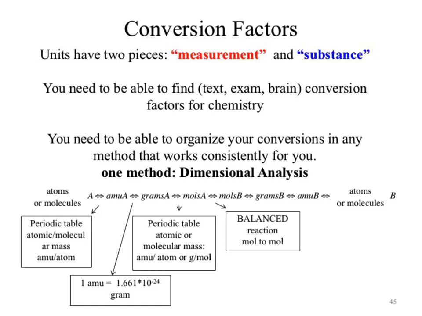How do we convert between grams and moles? Well, that's a periodic table. How do we convert between moles of one substance, A, to moles of another substance? Our balanced chemical reaction. So we have ways to find that information. We have to recognize where that information is found and pull it and use it.